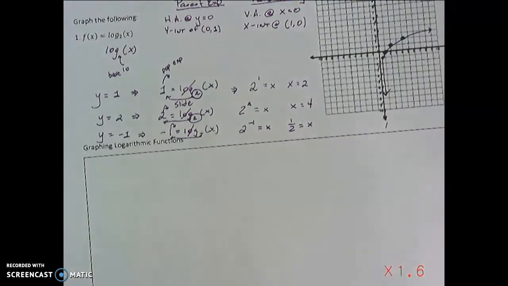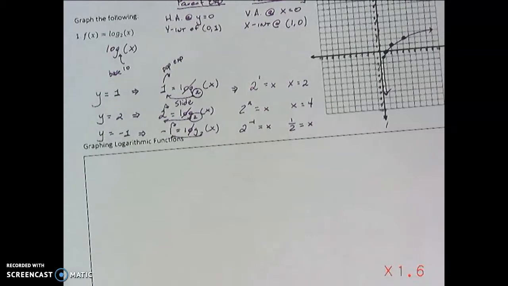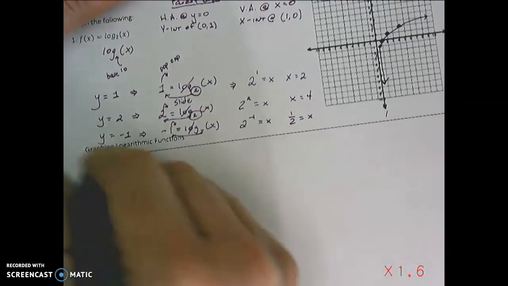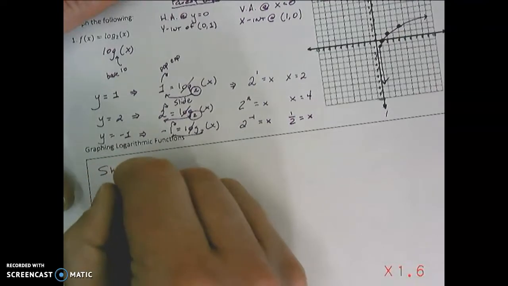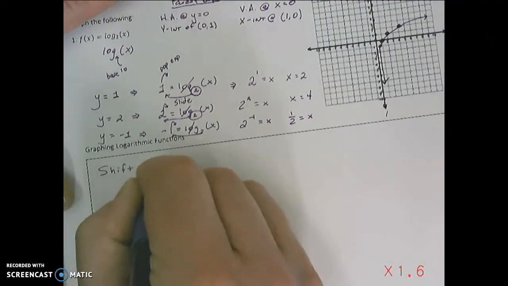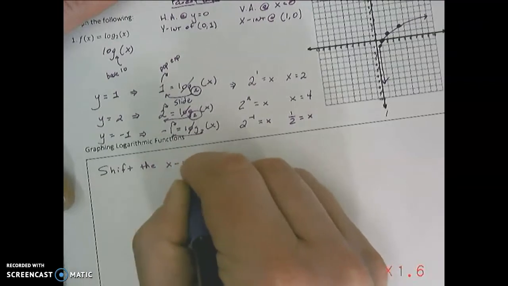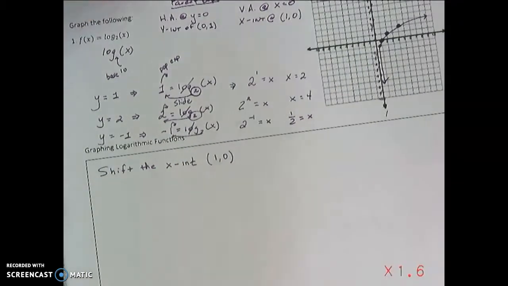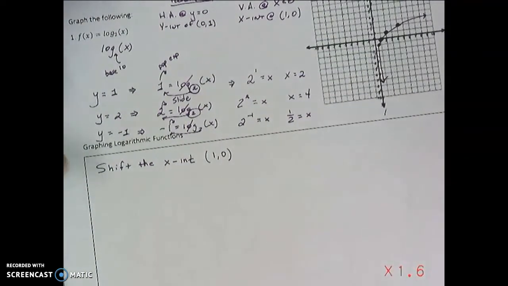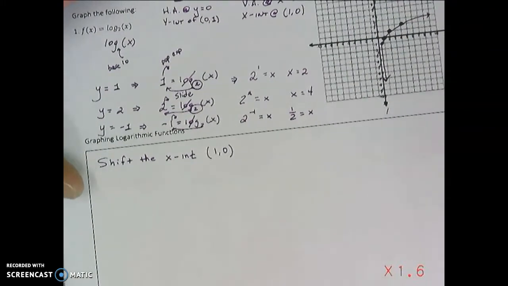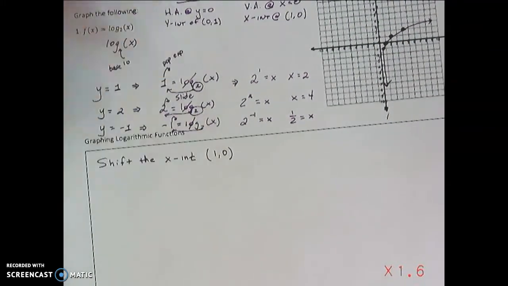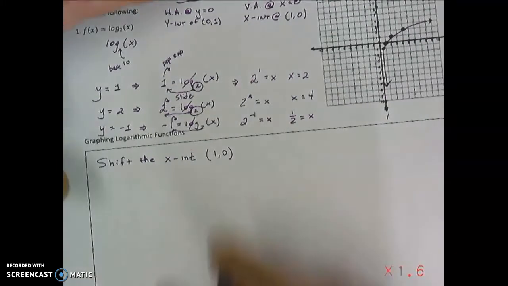So for graphing our logarithmic functions, we're going to use our transformations. We're going to shift the x-intercept, that (1, 0) point, using our transformations. What would this point be affected by? It would be affected by a vertical and a horizontal shift.